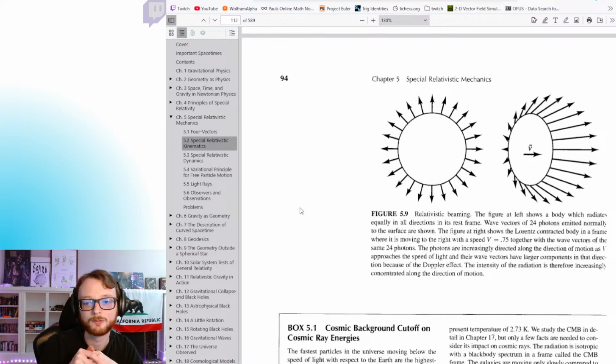Okay. And if it moves, the intensity of radiation is increasingly concentrated along the direction of motion. So if it's moving to the right, an observer would see the light as being beamed forward like a flashlight in the direction it's moving. I mean, it's still emitting some light the opposite way, I guess, but yeah.